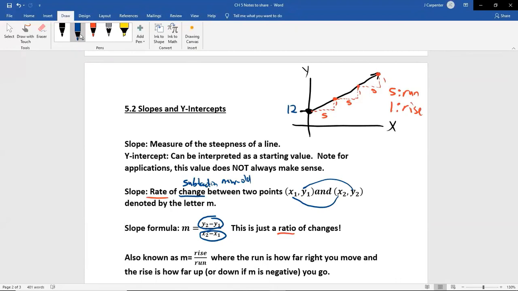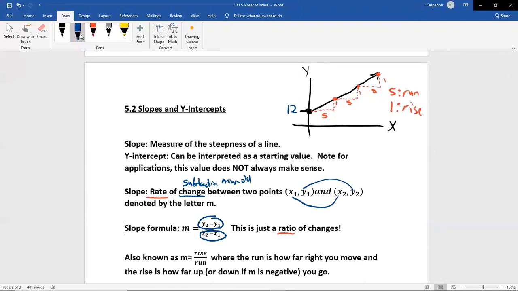Remember that slope is the rate of change. I try and suggest to not just memorize blatant formulas, but concepts. The concept here is that slope is a rate of change. Rate means fraction, change means subtraction. So we're going to have subtractions in the top and bottom.